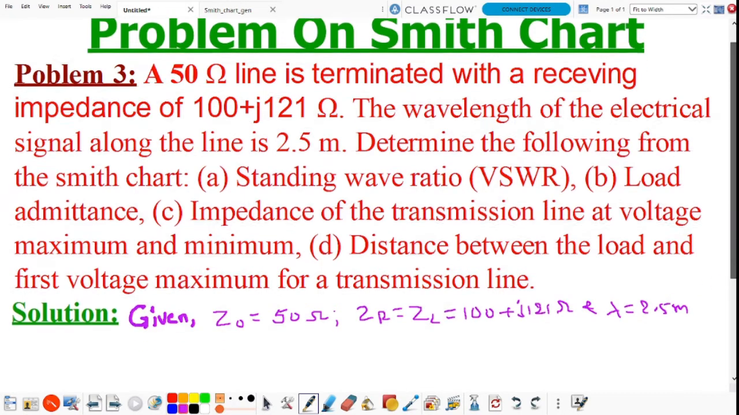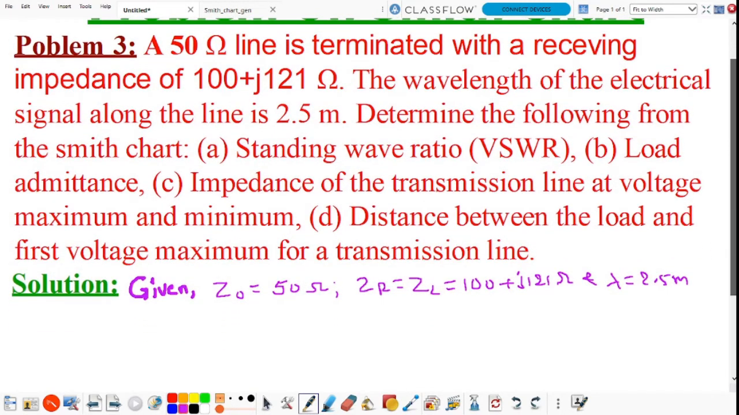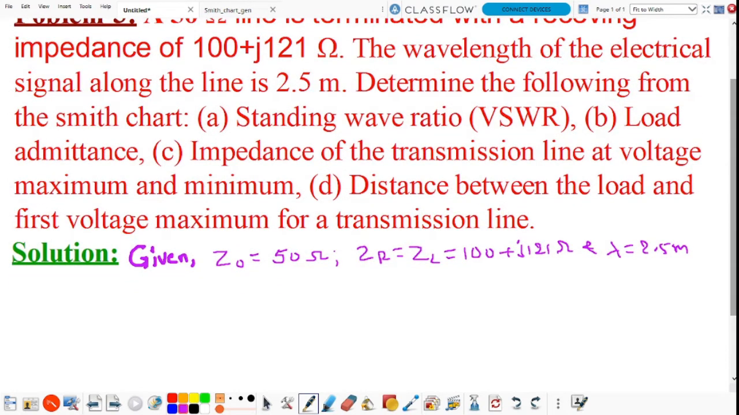And first, steps for using the Smith chart. Step 1, determine normalized load impedance.